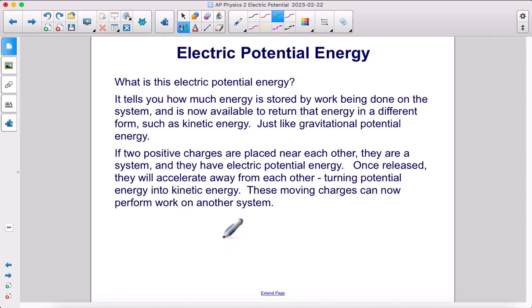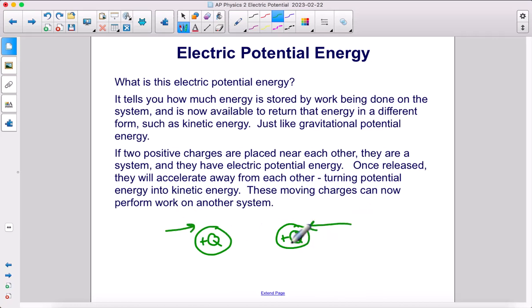It tells you how much energy is stored by work being done on the system and is now available to return that energy in a different form, such as kinetic energy, just like gravitational potential energy. If two positive charges are placed near each other, they are a system and they have electric potential energy. Work had to be done to bring these charges close to each other.